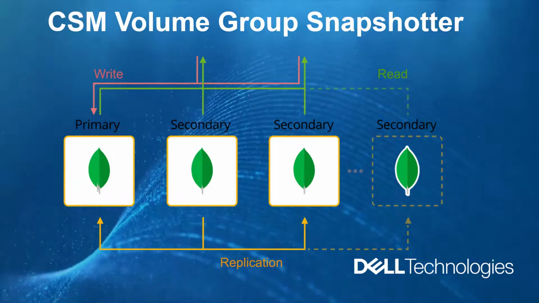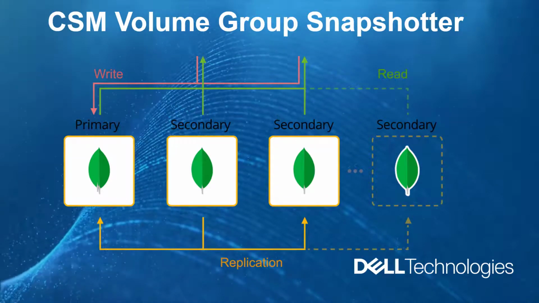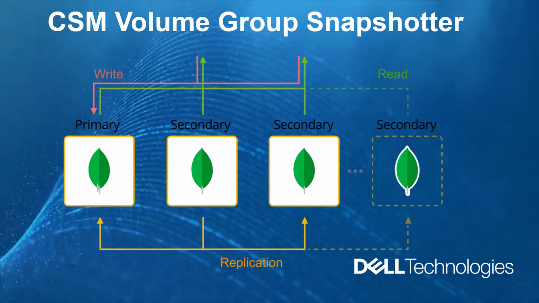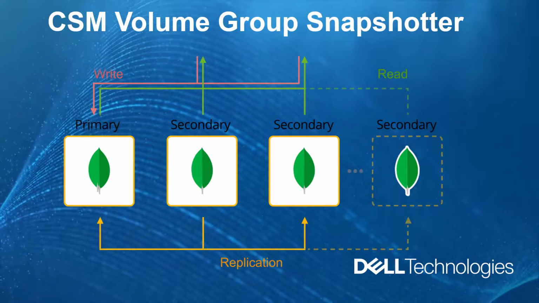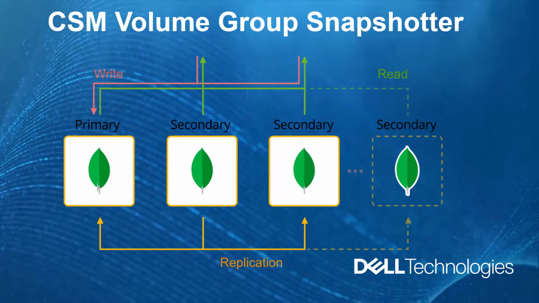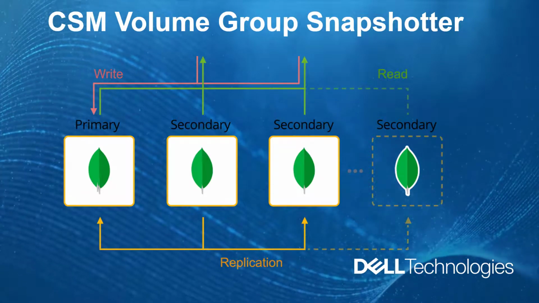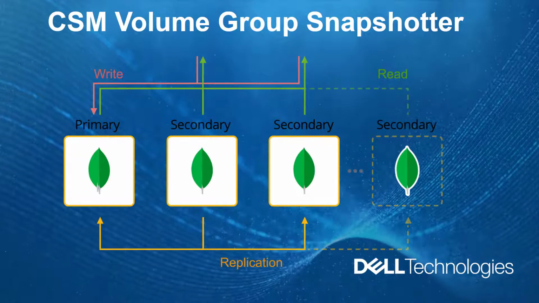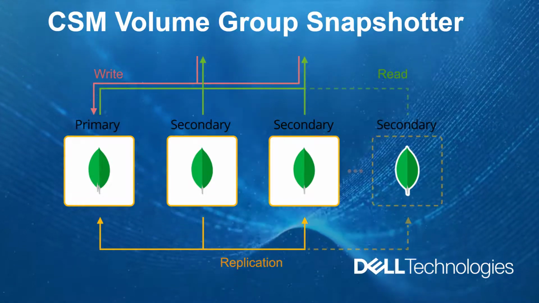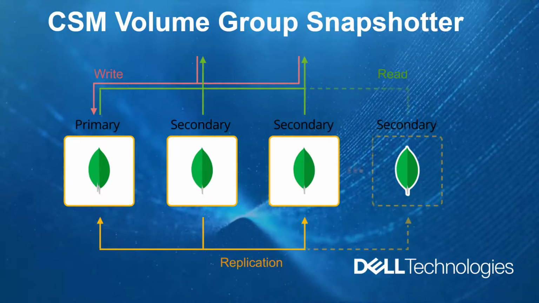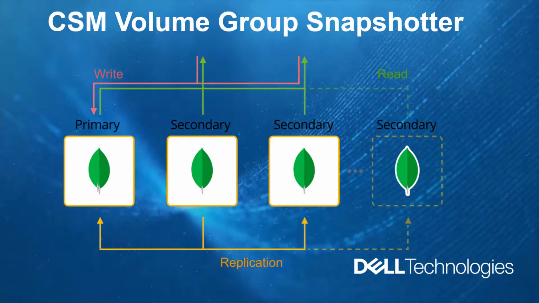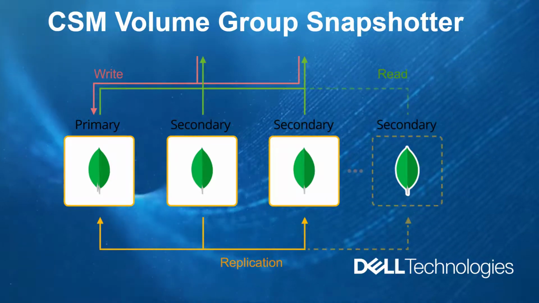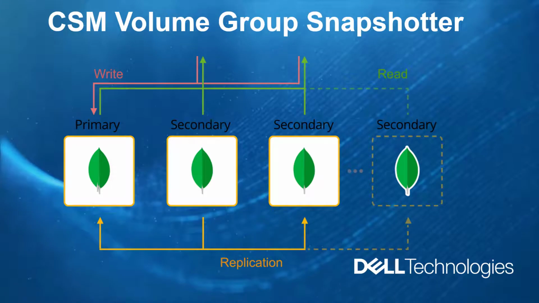Dell CSM Volume Group Snapshotter is an operator which extends the Kubernetes API to support crash-consistent snapshots of groups of volumes. This operator consists of the Volume Group Snapshot CRD and the CSI Volume Group Snapshotter controller. The CSI Volume Group Snapshotter is a sidecar container which runs in the controller pod of the CSI driver.